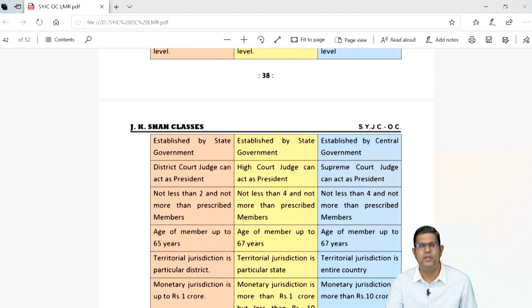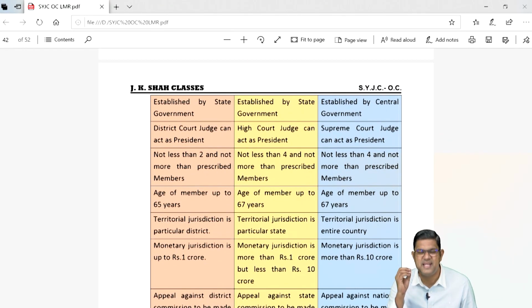Okay guys, moving to the next point, who has established these commissions. Who established the District Commission? The District Commission is established by the state government, whereas the State Commission is also established by the state government. And the National Commission is established by the central government, the Delhi government.